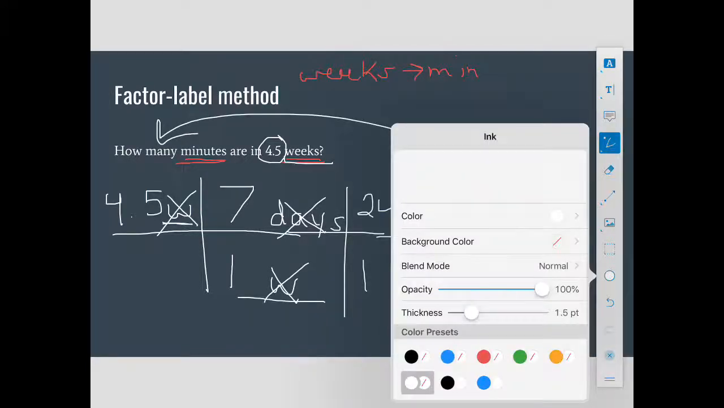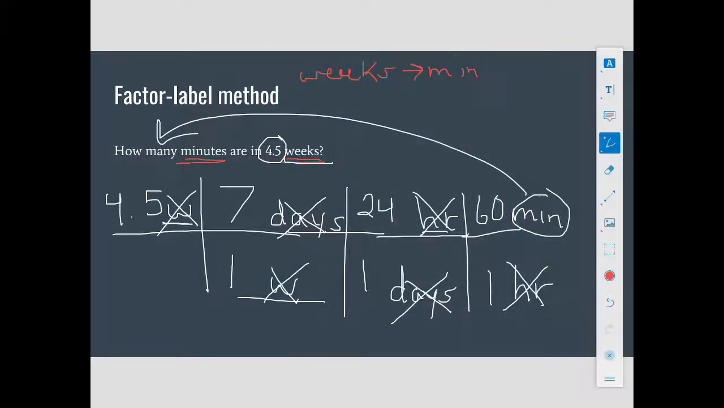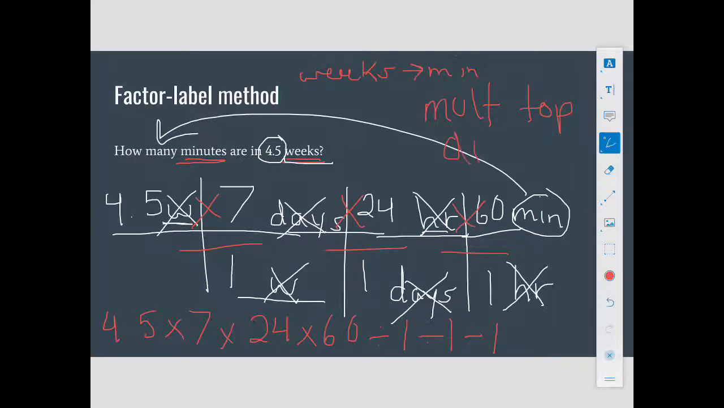All right, now that we've set this up, we have to actually do the math portion. You would pull your calculator out and literally punch in 4.5 times 7 times 24 times 60 divided by 1 divided by 1 divided by 1. Multiply across the top and divide across the bottom. That's always the rule. If you write anything down in your notes, write that down. Multiply on top and divide on the bottom. That's how you do factor label.